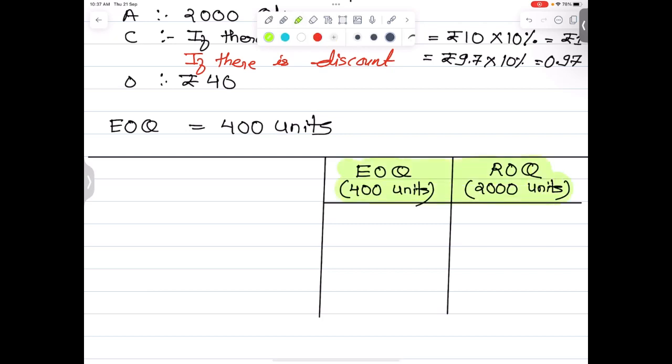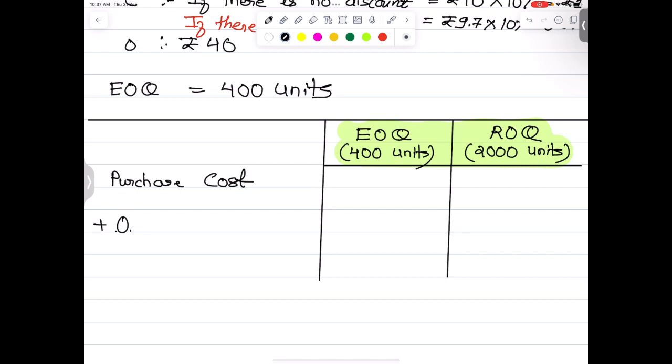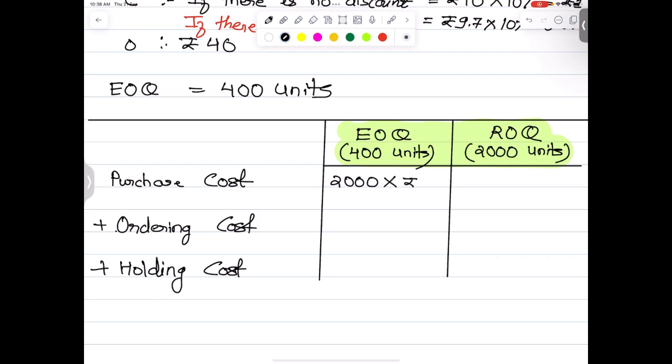So what will be the difference in this? First of all, purchase cost plus ordering cost plus holding cost. Purchase cost is 2000 quantity multiplied by 10 rupee. No discount will be offered by the supplier. While if I purchase 2000 units in a single order, I will get a 3% discount. So my purchase cost will be 9.7.